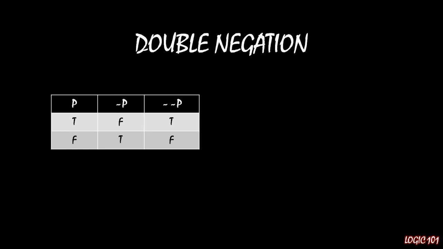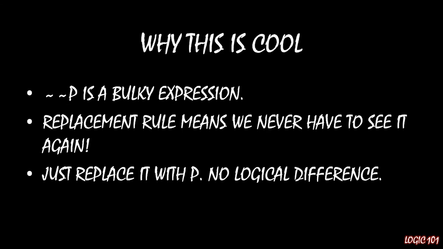I've hinted before why this is really cool and useful, but just to recap that, not not P is an awfully bulky expression. And replacement rules mean that we never ever have to use an expression like not not P again. If we see something like not not P, we can erase it and we can just replace it with P, and we're not damaging our logical argument. There is no logical difference between not not P and P. So that's a simple replacement rule.